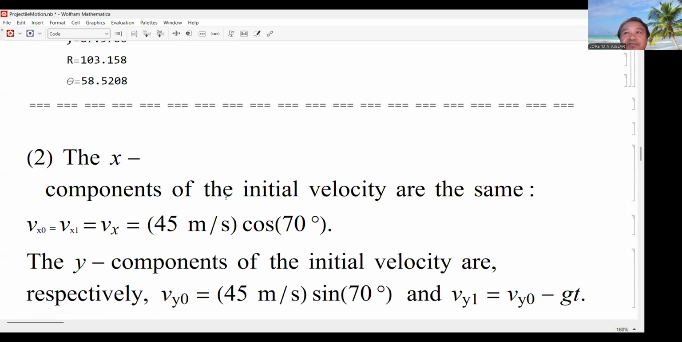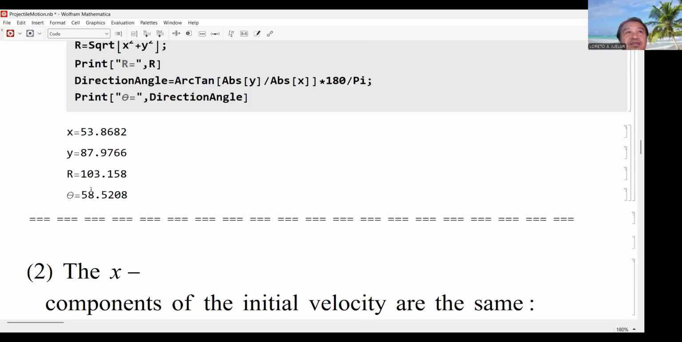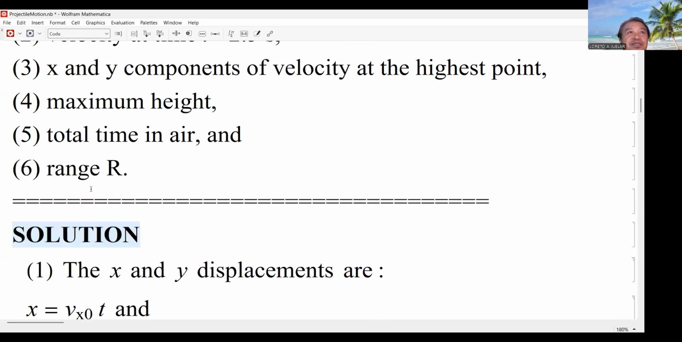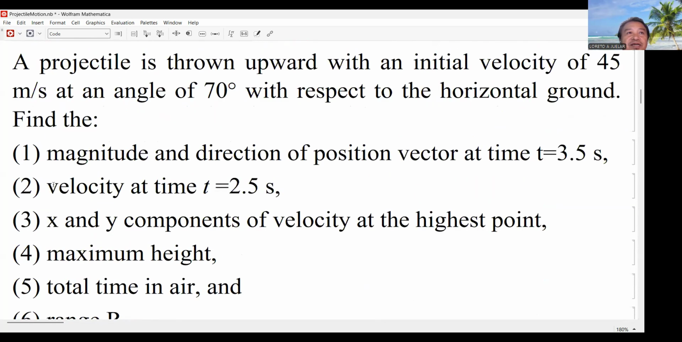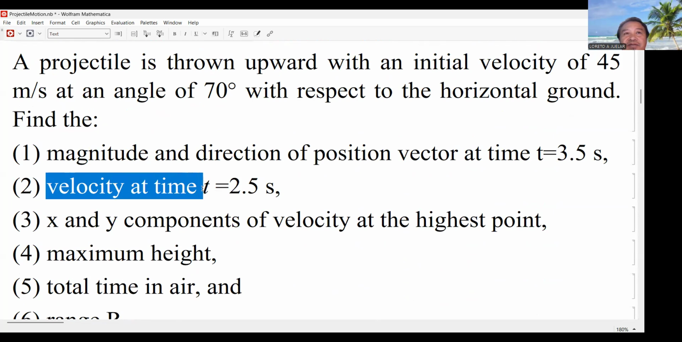Okay. Problem number two. So what is problem number two here? Find the velocity after the interval of 2.5 seconds.